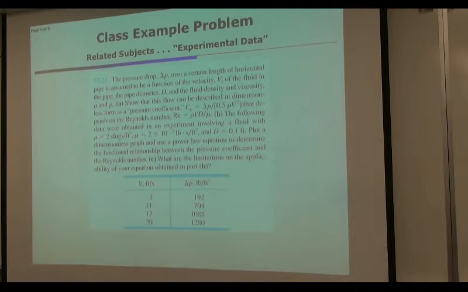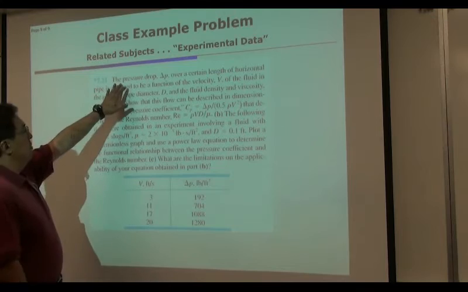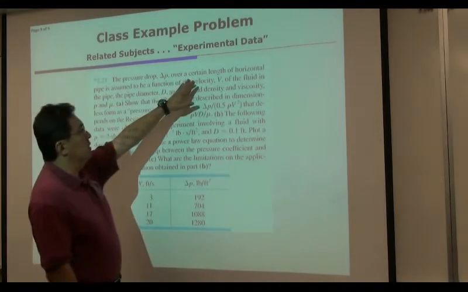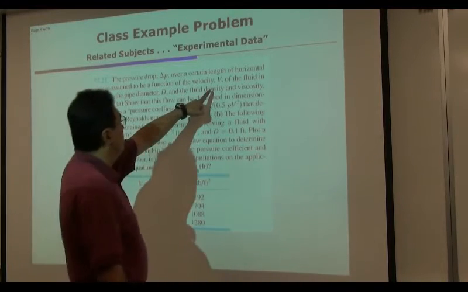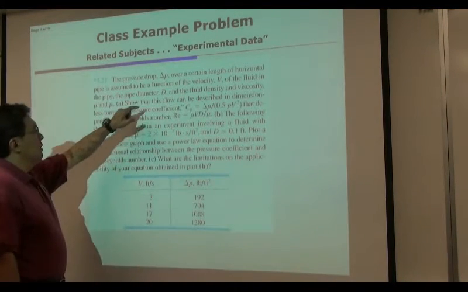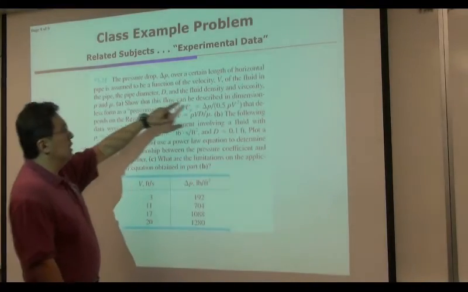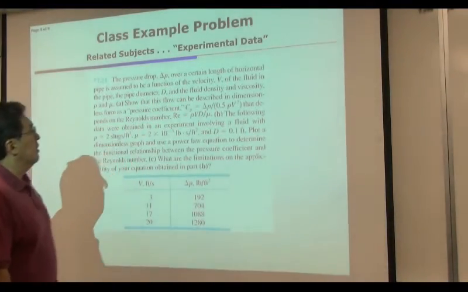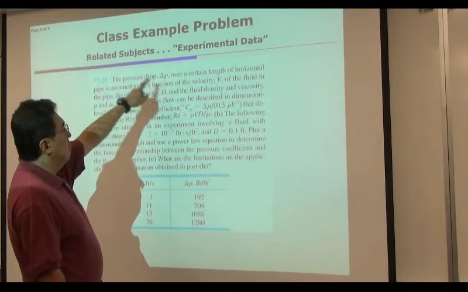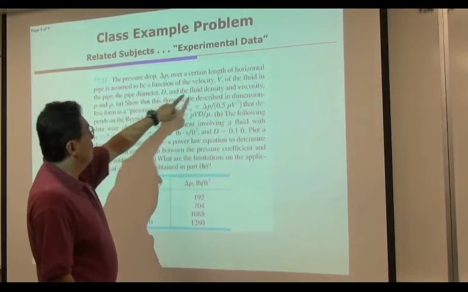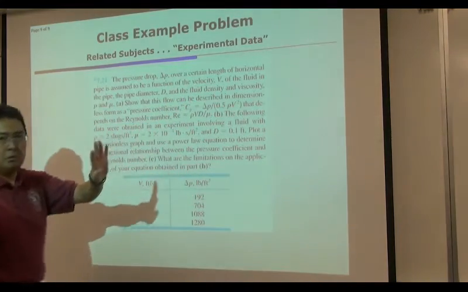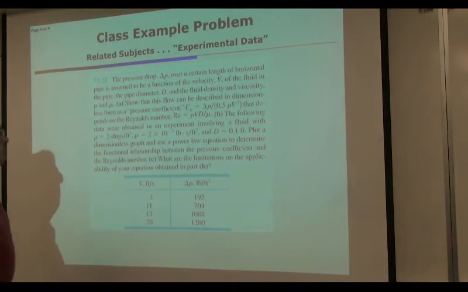Okay, so let's take a look at the pressure drop. Here we go. The pressure drop delta P over a certain length of horizontal pipe is assumed to be a function of multiple things: velocity V of the fluid in the pipe, diameter, and the fluid density and viscosity. So delta P depends on velocity, diameter, density, viscosity. It depends on 4 different variables.